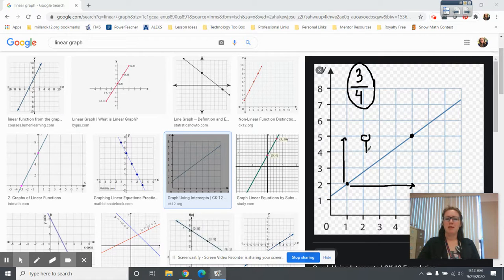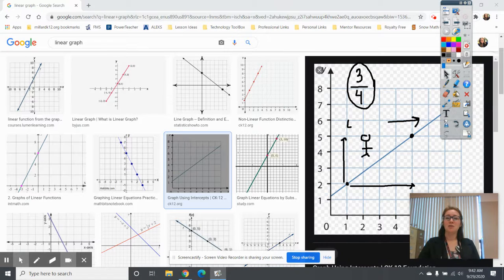And I imagine my guy skiing. He always starts on the left side and moves to the right side. And he's trying to ski uphill, so it should be a positive 3 over 4. So that is how you find the slope of a linear graph.